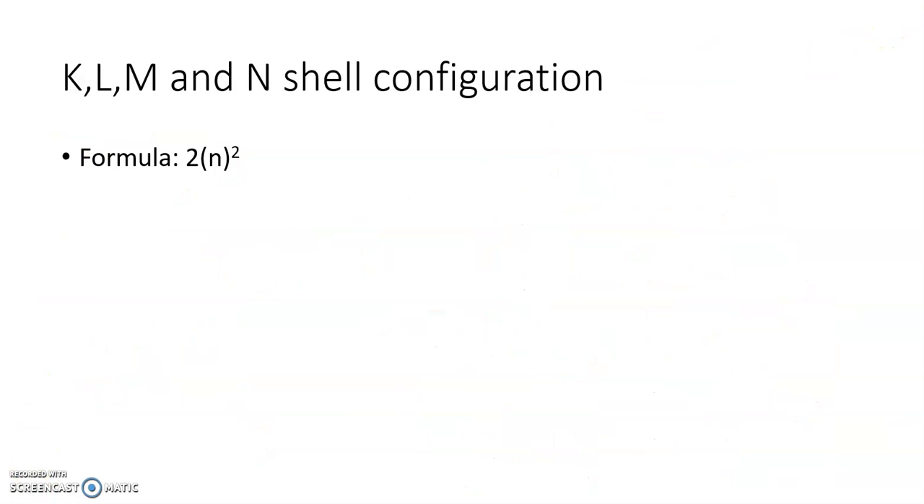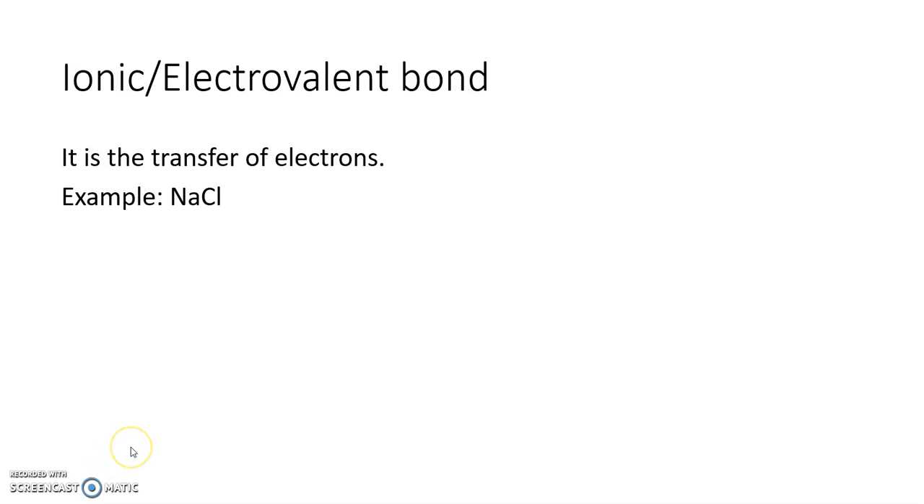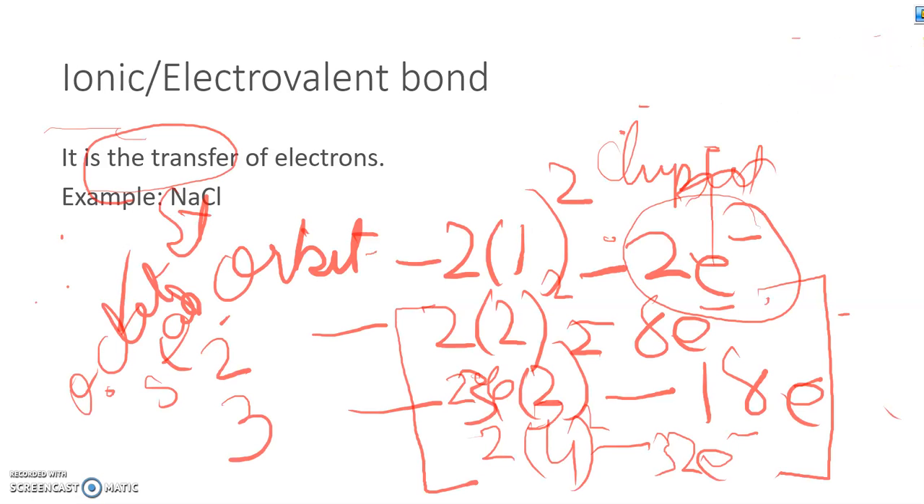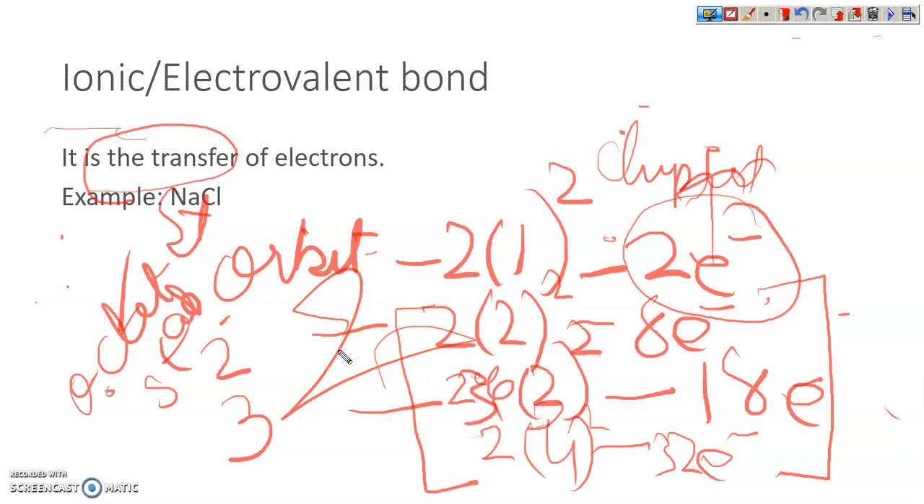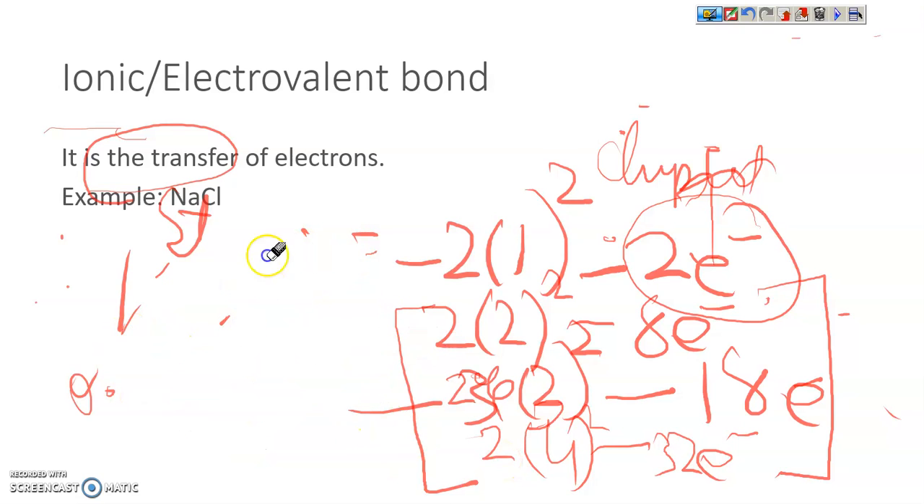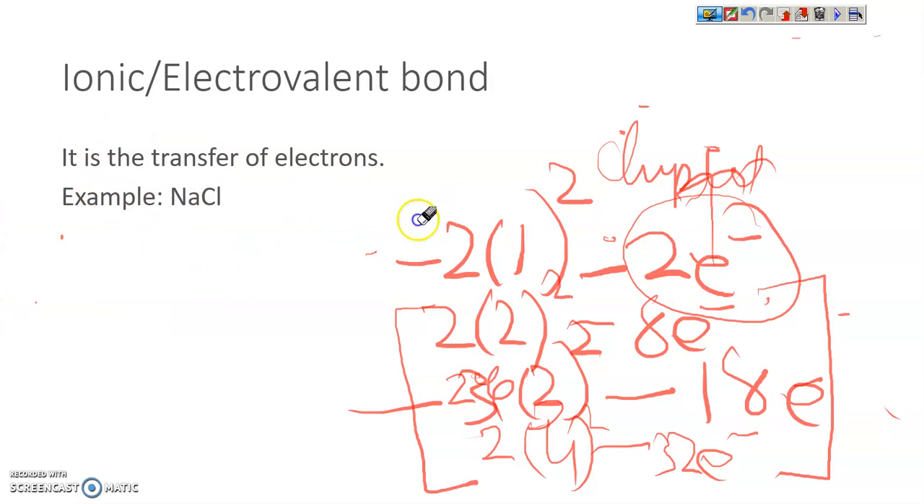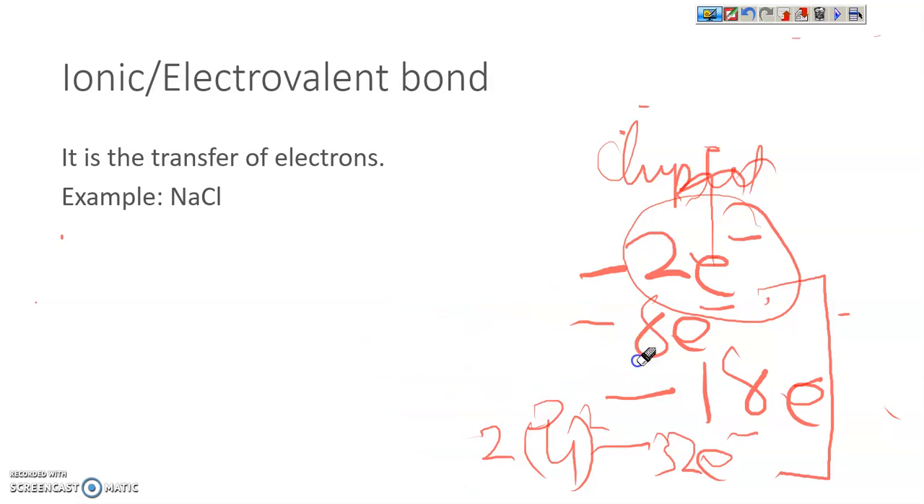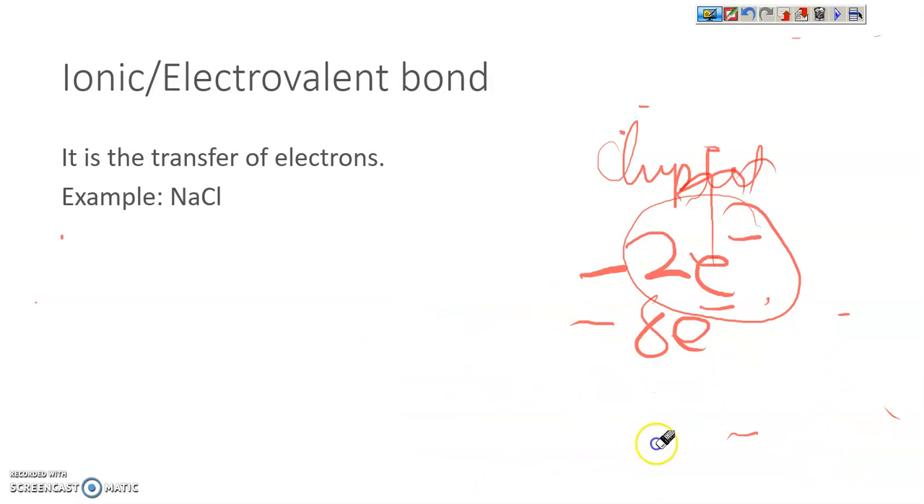Now this one is easy. Now I will tell you about ionic or electrovalent bond. I will give you one example. Basically, it is the transfer of electrons. For an ionic or electrovalent bond, you should have one metal and one non-metal. We will take the example of sodium chloride, in which sodium is a metal and chlorine is a non-metal. I will show you how.